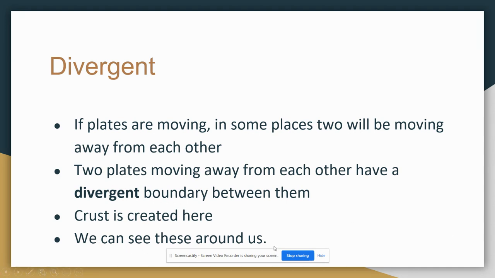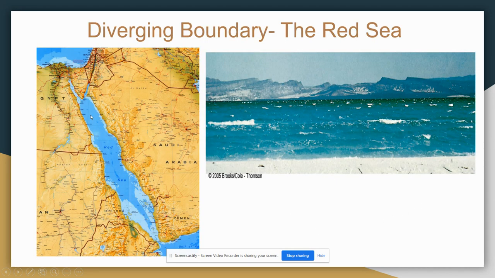And we can see evidence of divergent boundaries all around us. One example is the Red Sea. Well, Egypt and Sudan, the continent of Africa, are moving away from each other and away from Saudi Arabia and the Asian plate. So as they move apart, the new crust is formed, but it's thin when it's formed. So there's going to be a lower altitude area there, and water rushes in to fill that center. So that's what the Red Sea is.